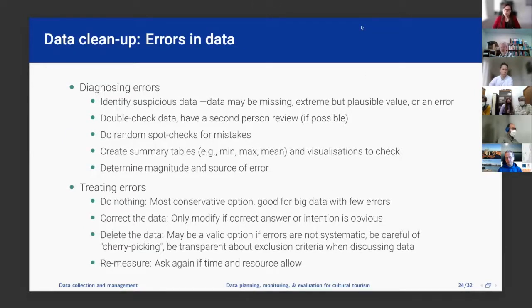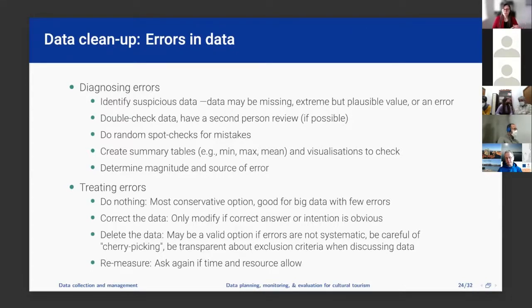Got some advice for you guys in terms of identifying errors in data. When you're diagnosing errors, you want to first identify suspicious data. So look at data that's missing. Look at extreme values and try to identify, are these extreme values plausible or are these extreme values some kind of a mistake? Double check the data that you're entering, especially if you're manually entering, and have a second person review it if you can. Do random spot checks within the data to see if there's mistakes. You can also put together summary tables and do visual checks just to see, does it look right? You know, no one is aged 115 or something like that. Try to spot easy errors.